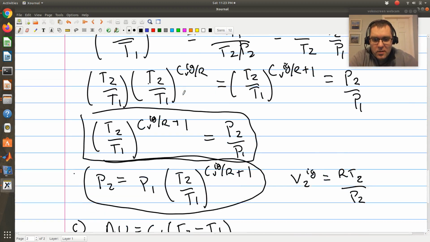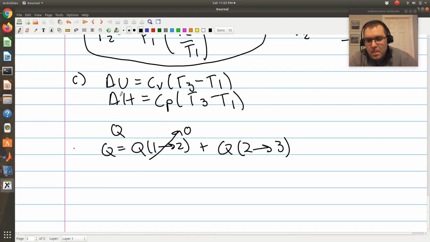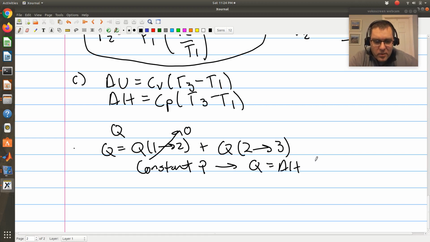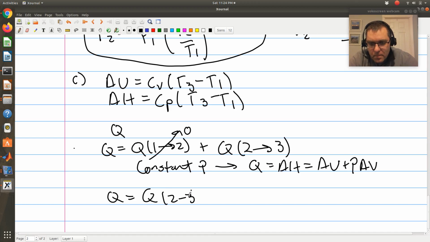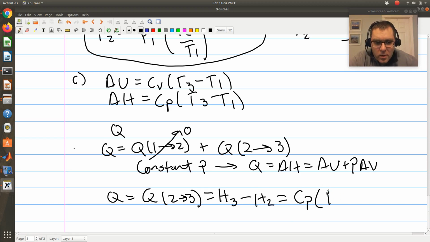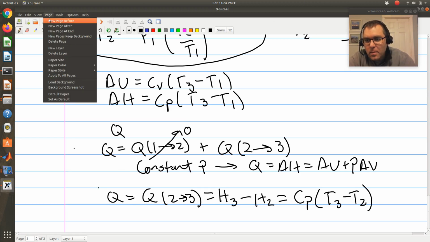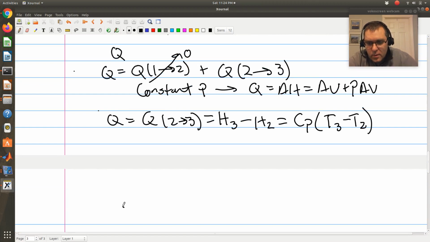We've looked at this a couple times before, so I won't rederive everything for you. But remember, for a constant pressure process, our first law balance reduces to Q is equal to delta H, where delta H is equal to delta U plus P delta V. So Q from 2 to 3 is H3 minus H2, which is equal to Cp times T3 minus T2. To summarize, Q is just Cp (T3 minus T2).